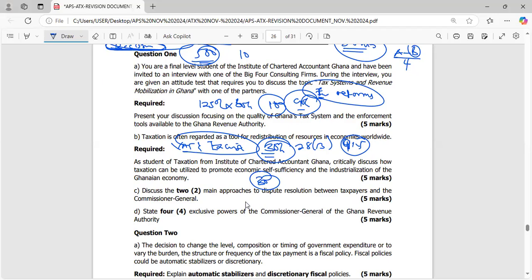After the determination, if you are not satisfied, you are still not okay with the decisions made on your objection by the Commissioner General, you still have up to a maximum of 30 days to go to what? To go to the Independent Tax Appeal Board. They will also sit and make a determination. If you are still not okay, then you can go to court. You can go to court, tell the court to make the final determinations on your objection.